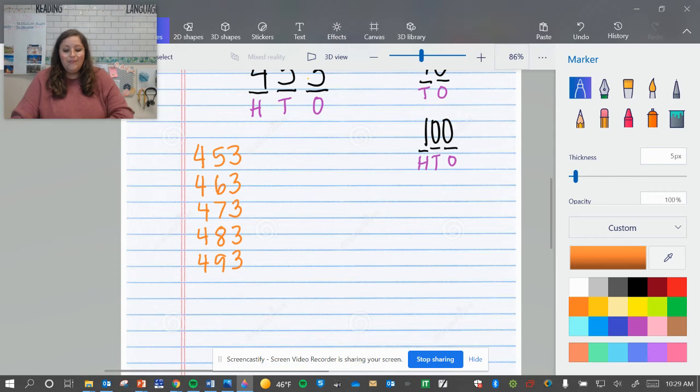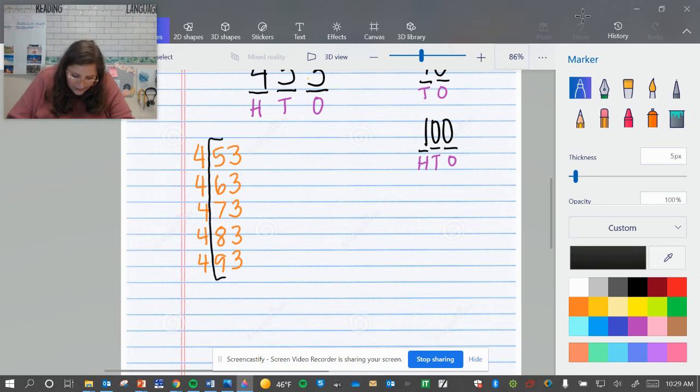493. Okay, I want you to look at what you just wrote. You can pause it if you need to catch up. What is the same in all of these numbers? The hundreds place is the same, right? What else is the same? The ones place is exactly the same. The only thing that changed is the what place? Tens place, right? So I want you to put right above here, plus 10, so we remember that we were adding 10 there, okay?